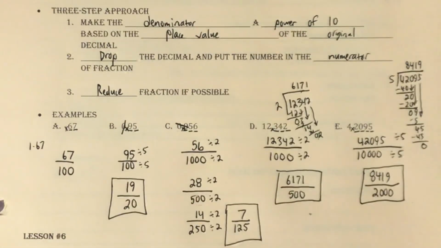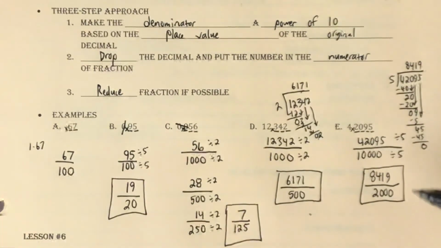So as you can see, sometimes these numbers can get pretty big. But if we just use those little tricks that we talked about in the very first lesson, we can get to where we need to, even if we have to do it multiple times like we did on example C.